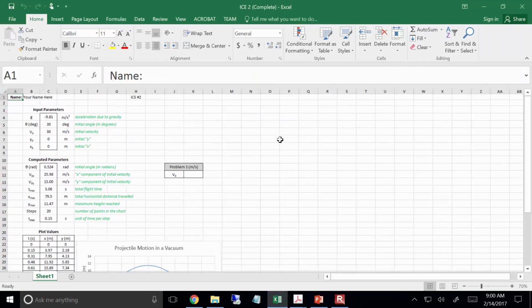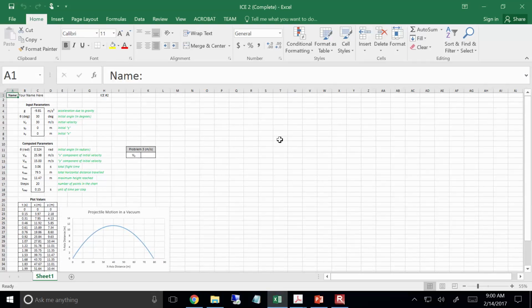If you have your spreadsheet looking like this, where you have your chart, you've got all your values, and you've got the projectile motion in a vacuum done, you can leave if you want. But if you haven't, I'd try to make sure you get that finished, because you're going to need it for your next homework assignments. If I were you, I might as well stay here and knock it out. But if y'all got any questions, I'm here.